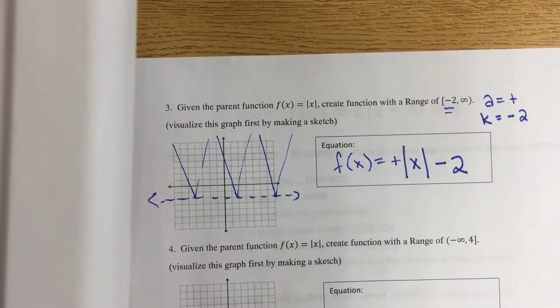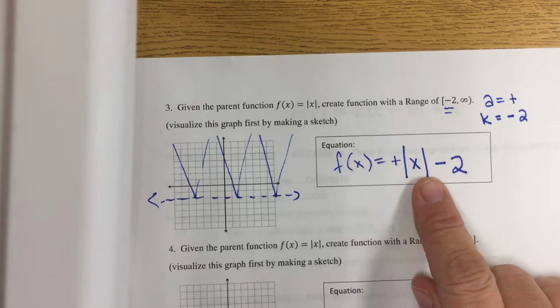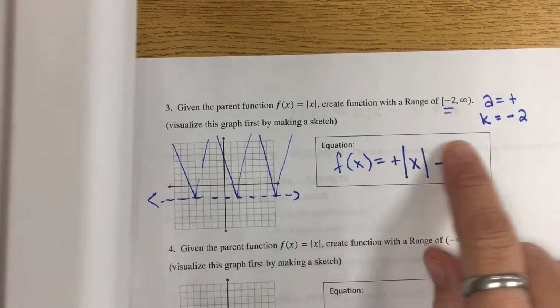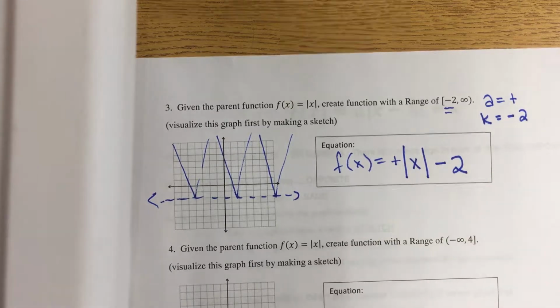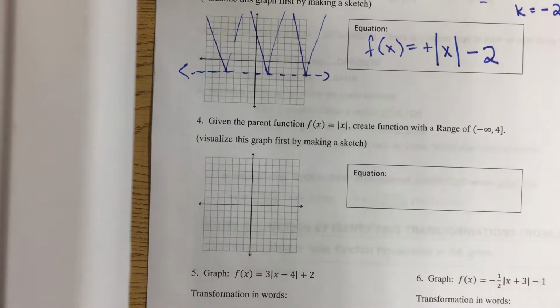Now, could we have said a plus in here? Well, if they had given us a little bit more information, could we have done a negative in there? Yeah. But this is all the information that it's been given so far, so that's all we can do. Now, we're going to do number 4.